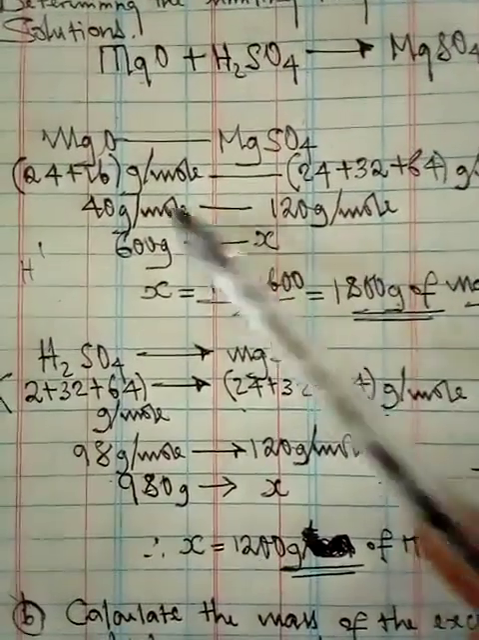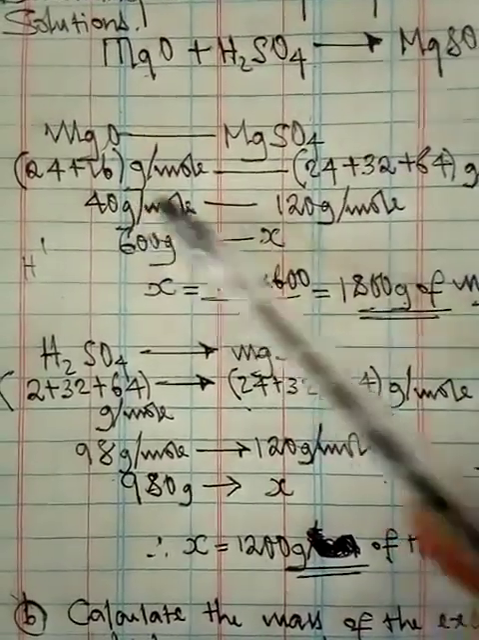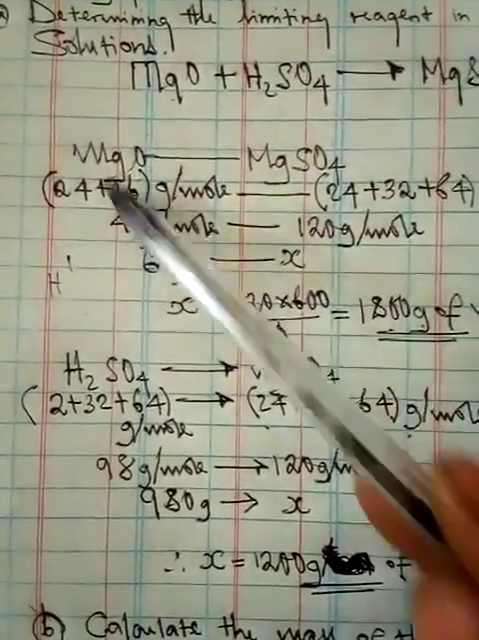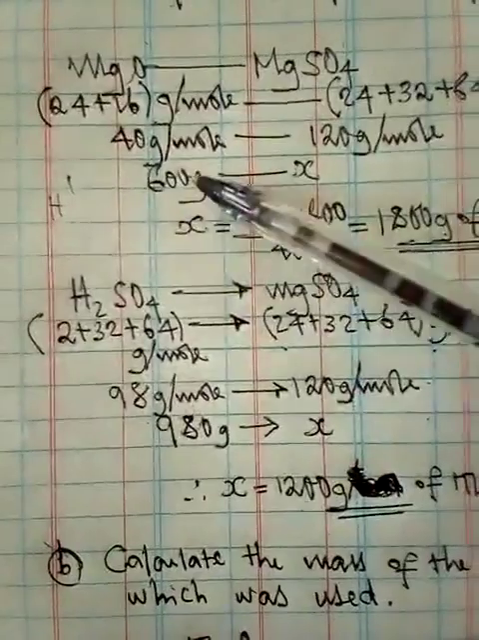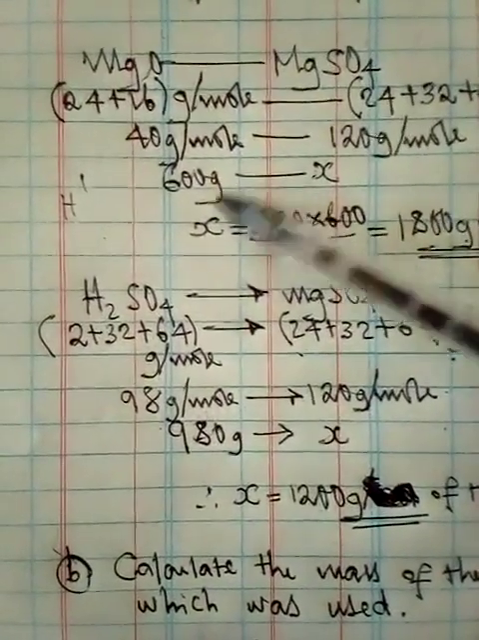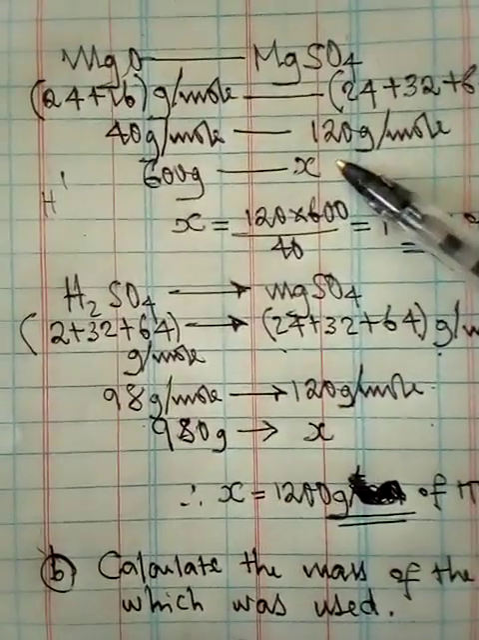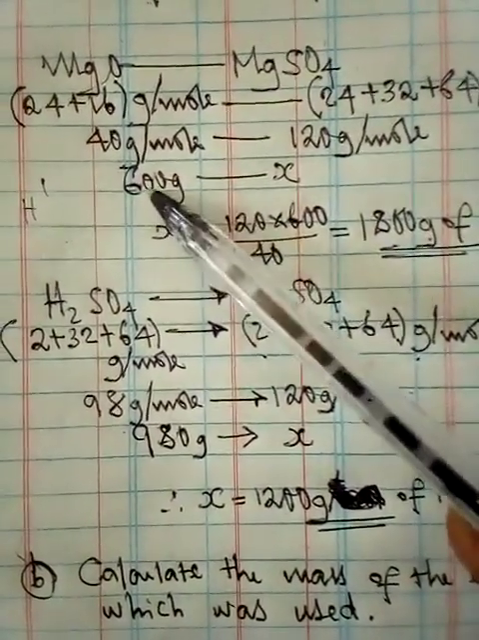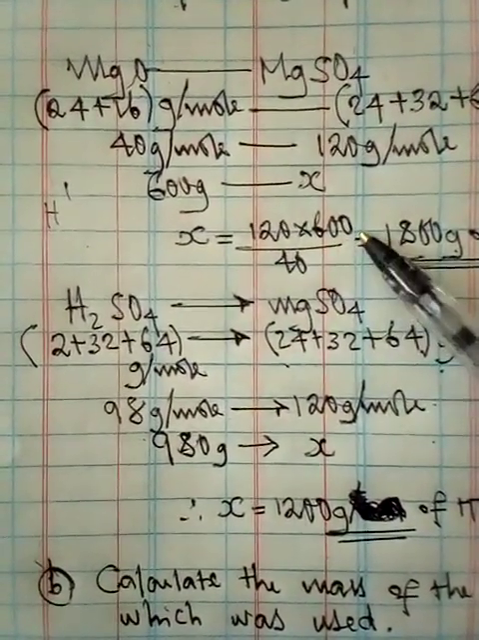Once you establish their relative molecular masses or their molar masses, once you write them up, remember, the mass of magnesium oxide has been given. It was 600. So you get that same value and then you're just going to put it there. You don't know the mass of magnesium sulfate, so you just put X. If we begin to cross multiply here, this is just going to be 600 multiplied by 120.